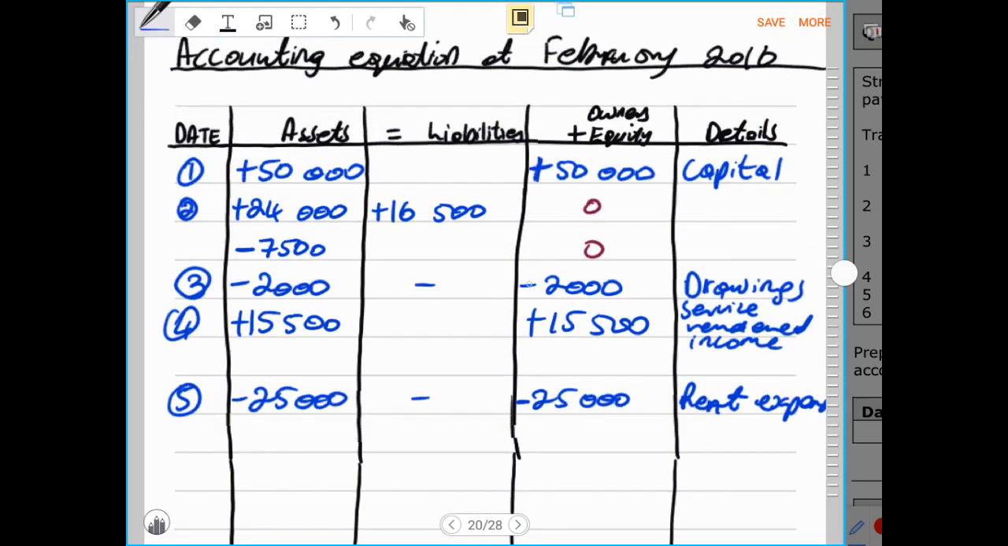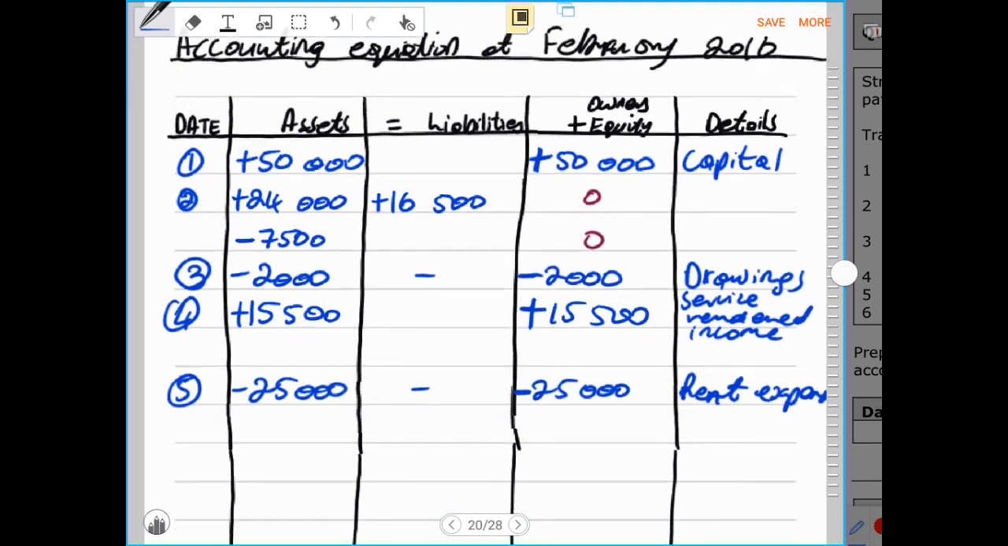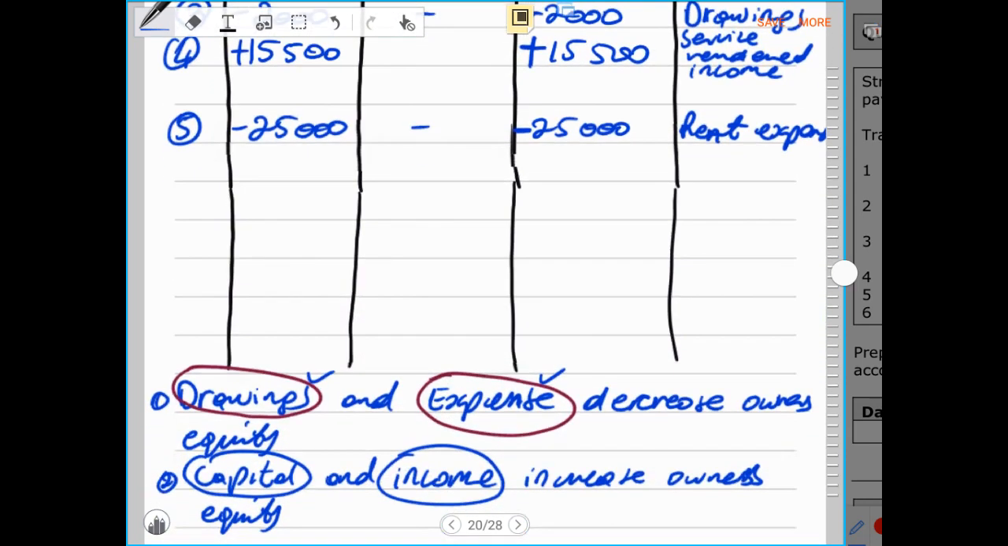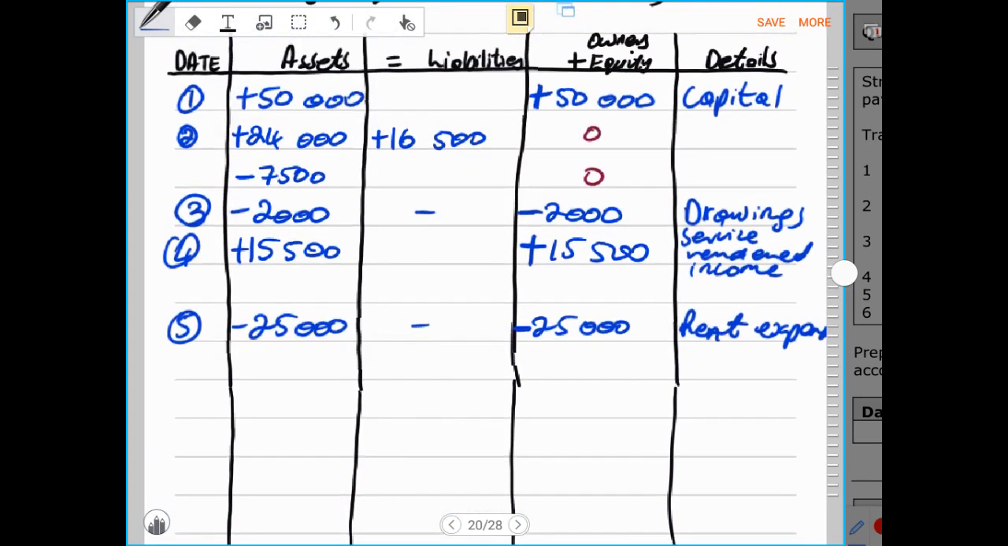If you record drawings, it must be a minus. And if you record income, it must be a plus. And we have all of them. There is the income, a plus. And if you record an expense, it must be a negative under owner's equity at all times. So now, incomes and capital increase owner's equity, and expenses and drawings decrease owner's equity.